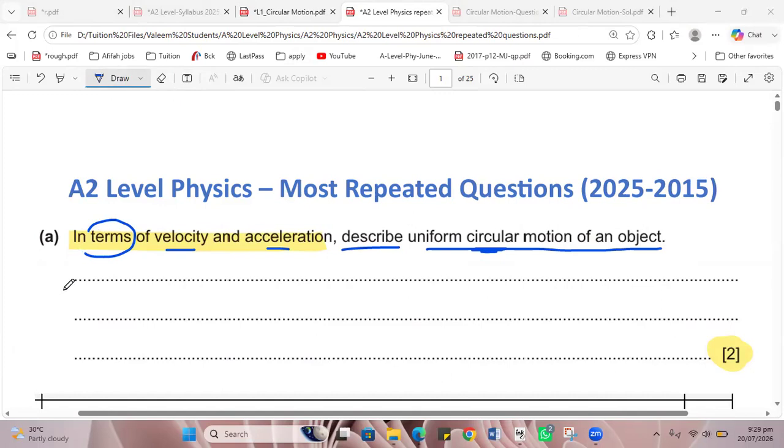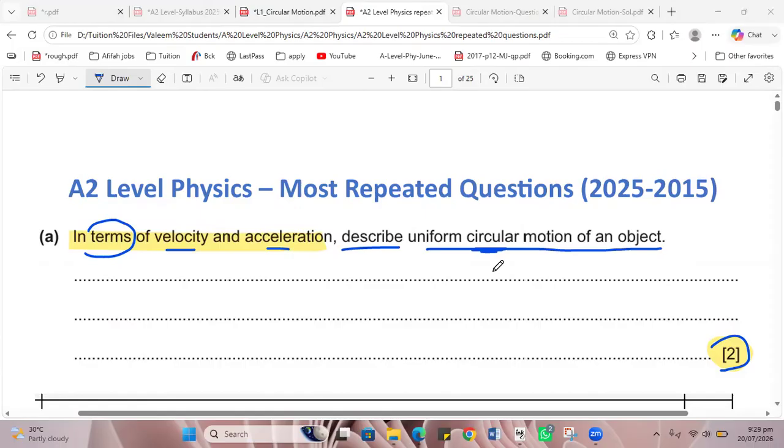Any ideas, Basam? How would you answer this question for 2 marks? Come on, guys, quick, anything, any response is fine. It doesn't matter if it's right or not. But I need an interactive session.